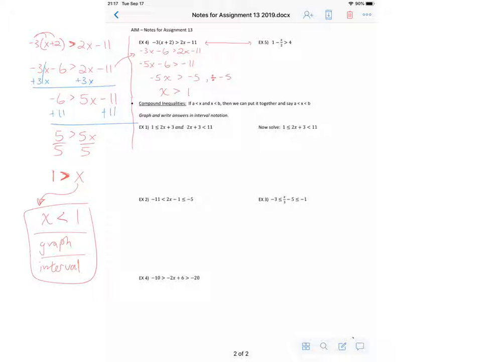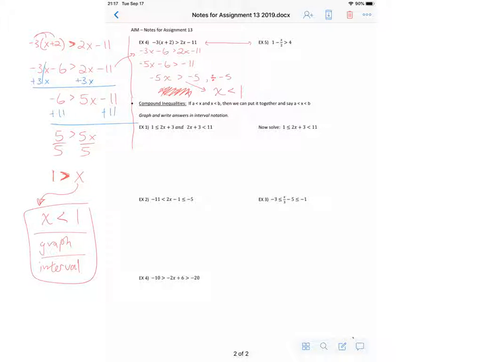I mean, I haven't gone over what needs to happen yet, but this answer is not correct. So what's going on here? Why should this turn into x is less than 1, just like we got over here?